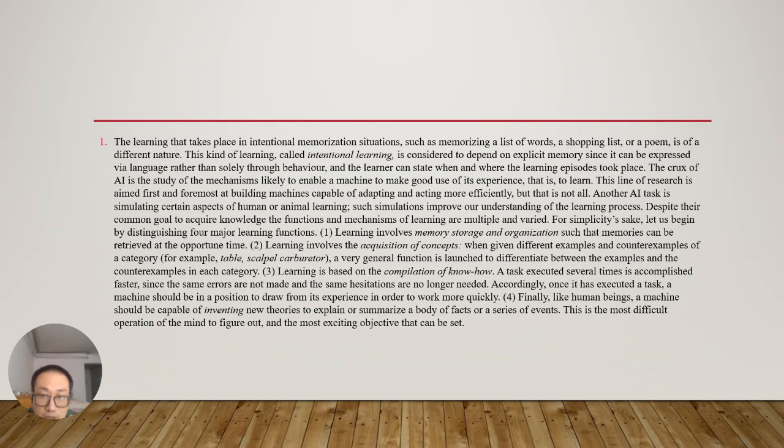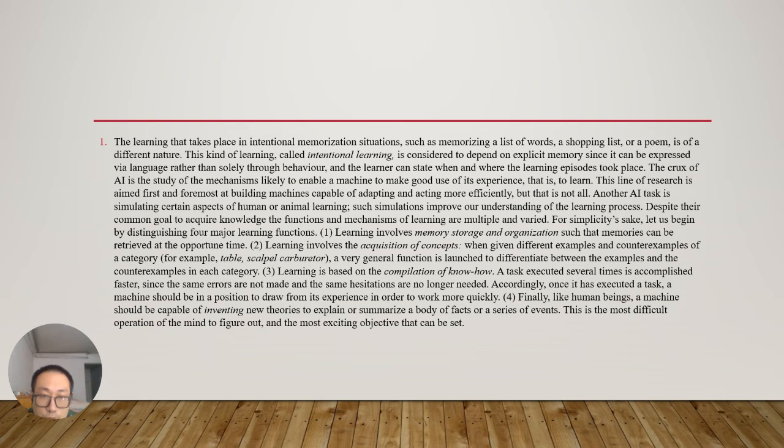The crux of AI is the study of the mechanisms likely to enable a machine to make good use of its experience, that is, to learn. This line of research is aimed first and foremost at building machines capable of adapting and acting more efficiently, but that is not all. Another AI task is simulating certain aspects of human or animal learning, so that such simulations improve our understanding of the learning process. Despite their common goal to acquire knowledge, the functions and mechanisms of learning are multiple and varied. For simplicity's sake, let us begin by distinguishing four major learning functions.